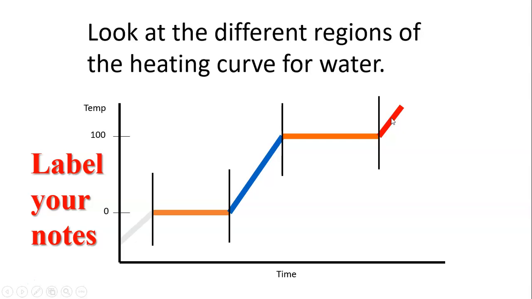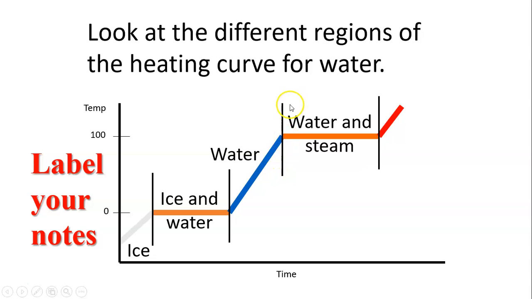So we need to label these in your notes. You need to make sure that you know what is happening everywhere. So this first part I told you was ice. It was solid. Here in this flat portion is where ice and water are existing. The ice is trying to turn into liquid water. Well, then it's all liquid water and it continues to heat. It continues to heat till it hits 100 degrees, where it is water and steam. Okay, once that water is all turned to steam, then there you go. That's where steam is, where all of the water has turned into steam.